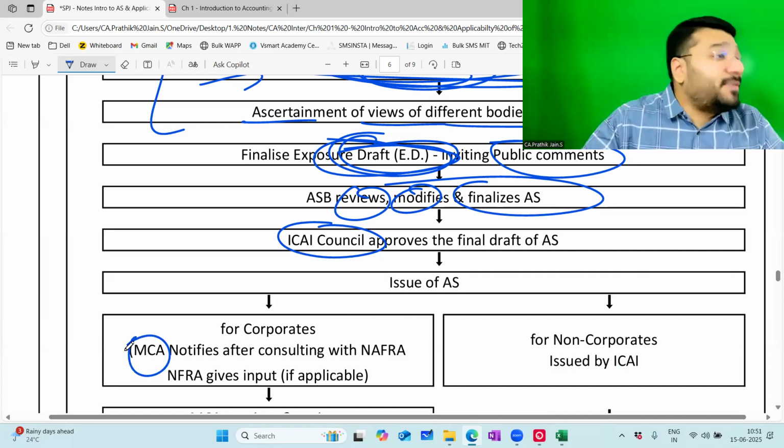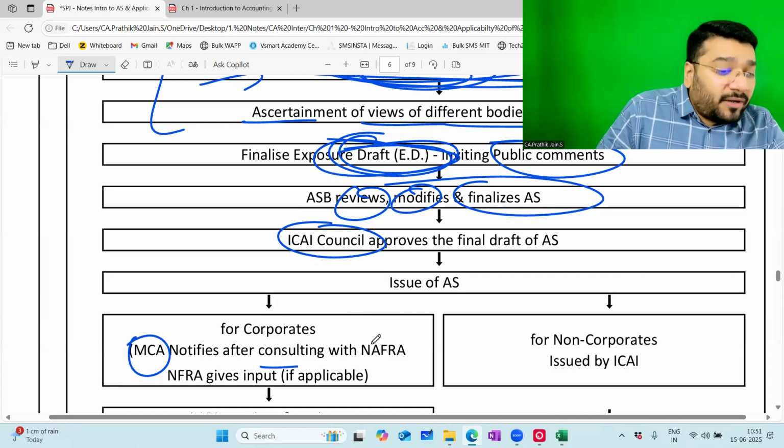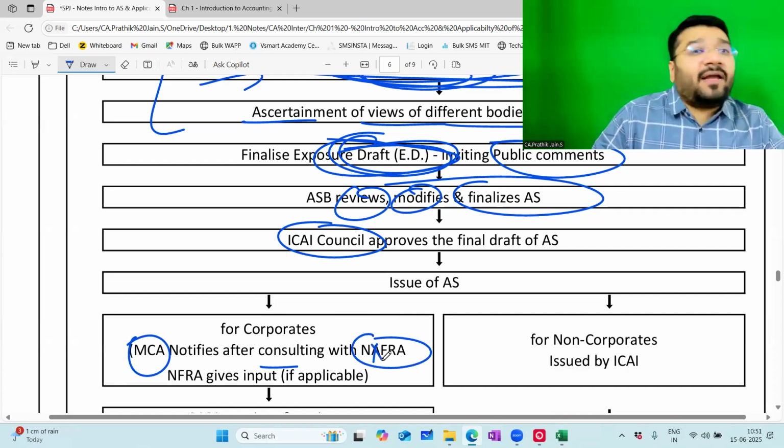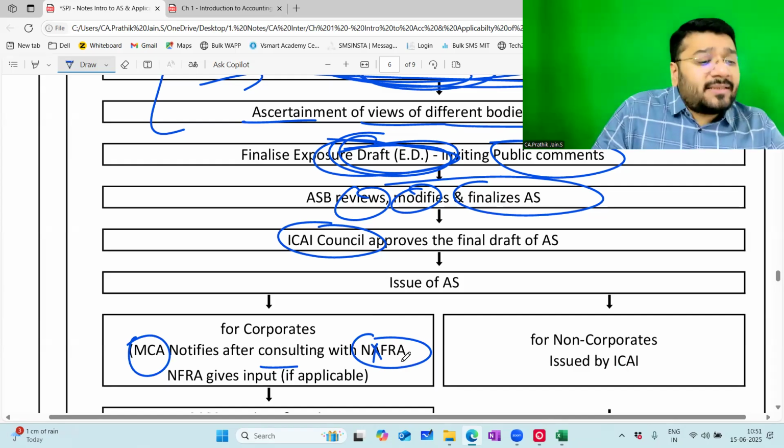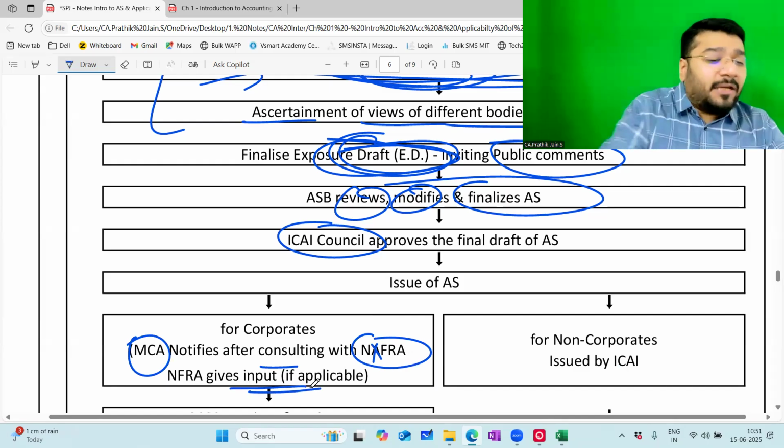ICAI will recommend this to MCA. MCA will consult with NFRA. It's not NAFRA, NFRA; I changed it in the Excel sheet. I'll give a new PDF. MCA will consult NFRA, and NFRA will give some inputs if applicable.